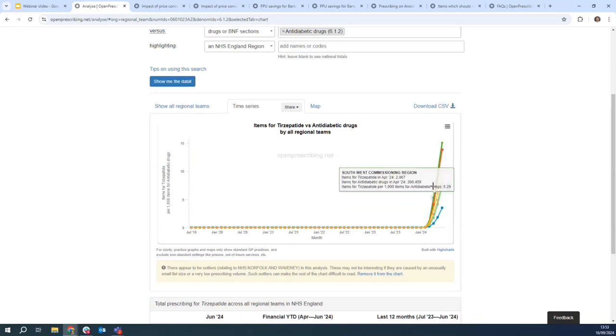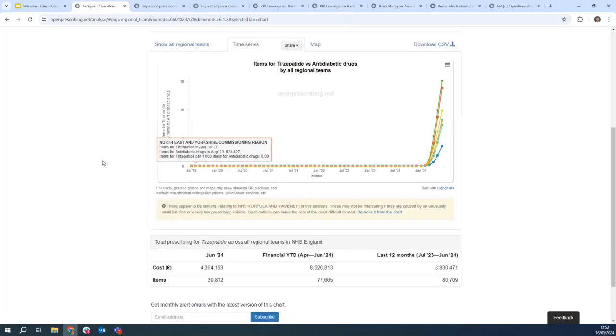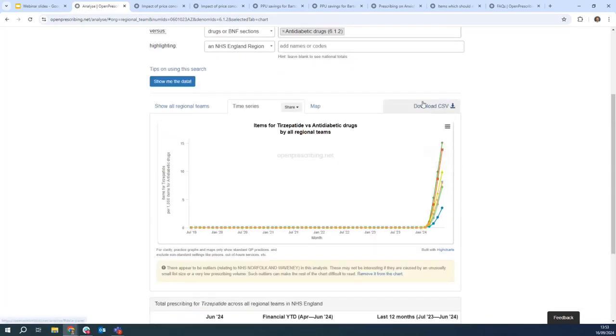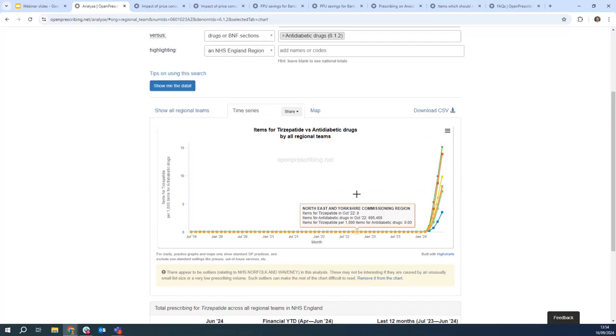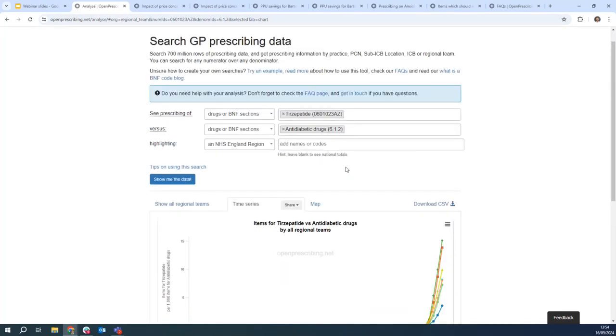So you can have a look, find something of interest, dig further, download the data if you want to look in more detail, or you can sign up to alerts as well. If there's something particular that you want to watch, you can sign up to alerts, and you'll get an email every month saying your analysis has been updated. If you find something really interesting or something you think should be a measure, email us and let us know. We're always looking to add new measures, so do let us know.